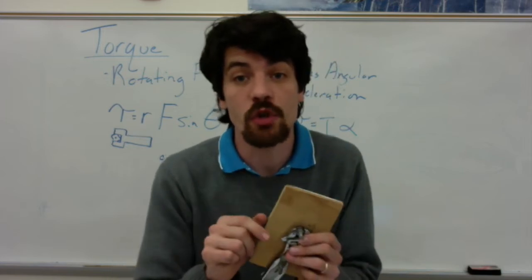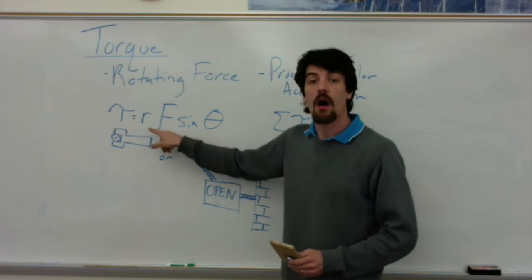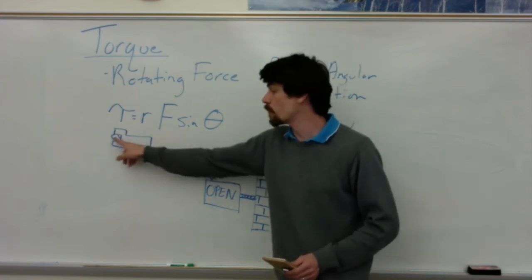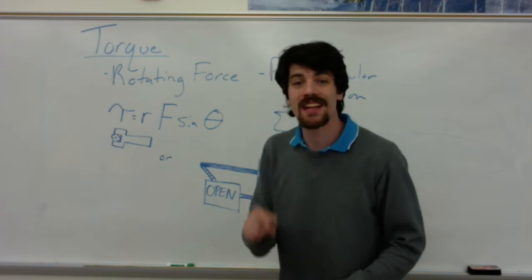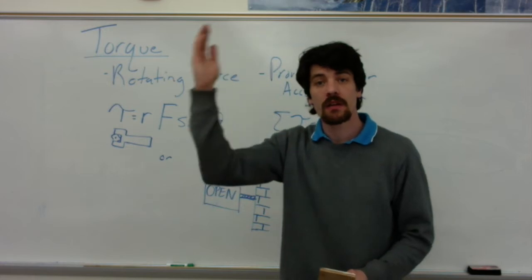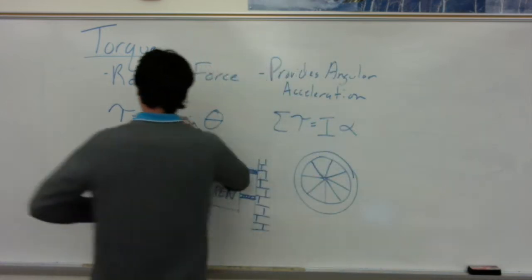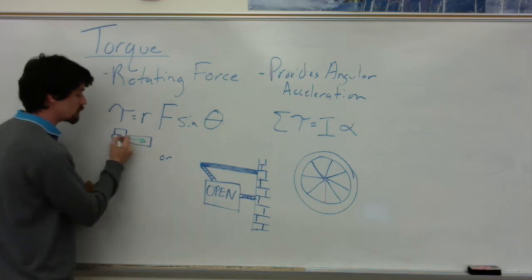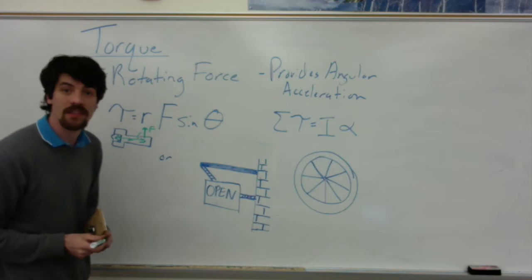Now, we find that torque is calculated by R times F times sine of the angle. R is the radius, or the distance from the central point to where that force is applied. F is the force, and theta is the angle between the radius and the force applied. Basically, we're defining that as something like this. That would be R for pushing that way, and the angle between them, we call theta.